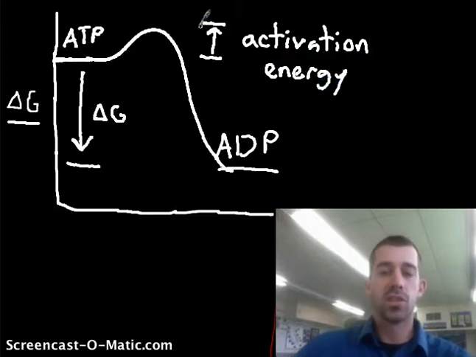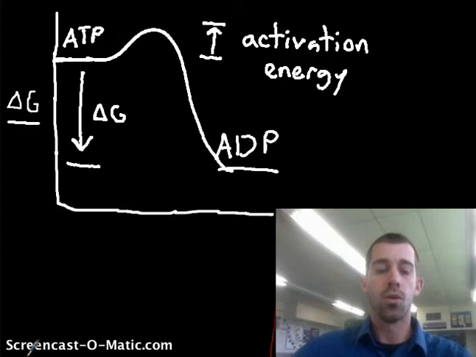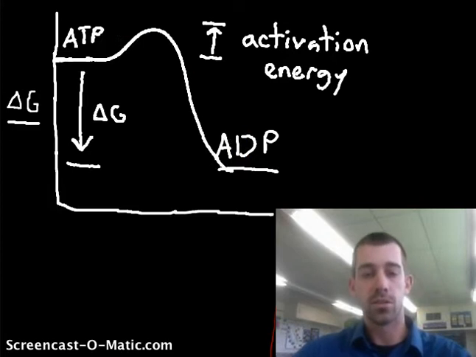And biological systems have a lot of ways of getting around this, but if you want to release the energy from ATP, it always takes a little bit of energy first in order to get over the hump, as we say, and then that energy can be released. And this is true of all exergonic reactions.